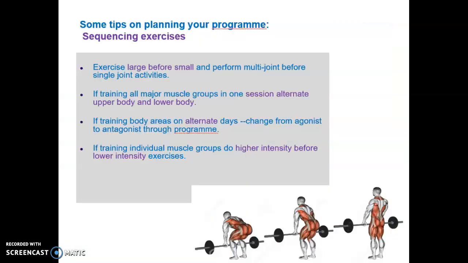So there's just some ideas here on how to sequence your exercise when you are planning a program. So exercise large before small muscles, and perform multi-joint before you do single joint activities. If you're training all your major muscle groups in one session, alternate between upper body and lower body. If you're training body areas on alternate days, change from agonist to antagonist throughout the program. And if you're training individual muscle groups, do higher intensity before lower intensity exercises.